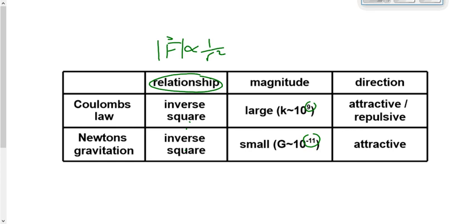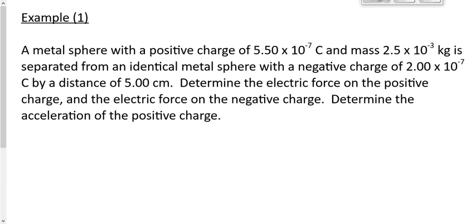All right, let's take a look at an example question here. This is example number 1 that's on your handout sheet that I gave you the other day. This question says a metal sphere, so it's a conductor, with a positive charge of 5.5 and a mass of 2.5, is separated from an identical metal sphere. Get the sense that they might touch each other here, since they tell us it's an identical metal sphere. Maybe not. Negative charge of 2.0 times 10 negative 7 coulombs.